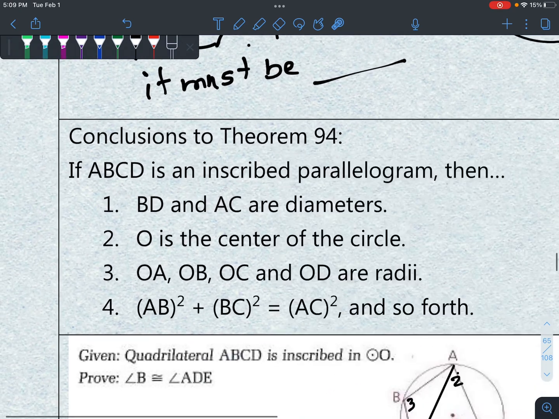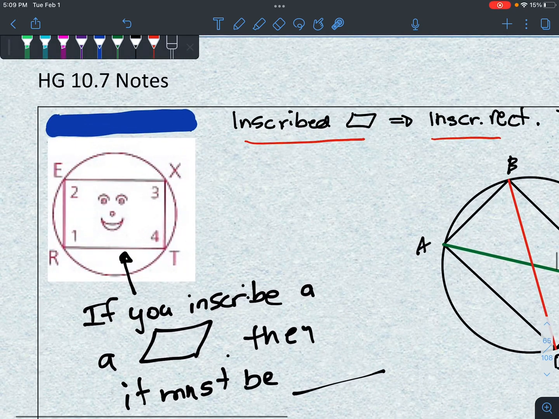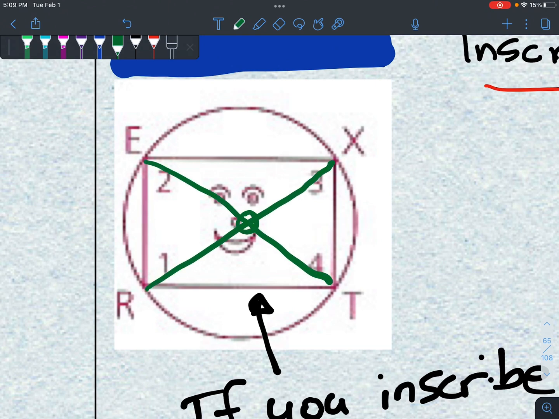Know that when you do have this theorem, you can identify the diameters. You can identify the center of the circle, and you can identify all these radii. So let's go back here. Parallelogram inside a circle. Guess what? It's a rectangle. Therefore, there I've got the center. These are radii. These are all 90 degrees. Okay? All these things happen.